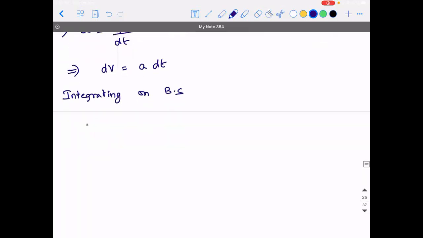What do we get? Integral of dv is equal to integral of a dt. Now see, this is the crucial step. Whatever is inside this d is the variable. Here also, whatever is inside the d is a variable. Now you need to check. You have only one thing, so no problem. So observe, is acceleration constant with respect to the variable time?